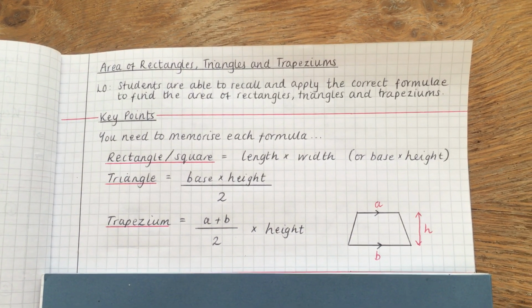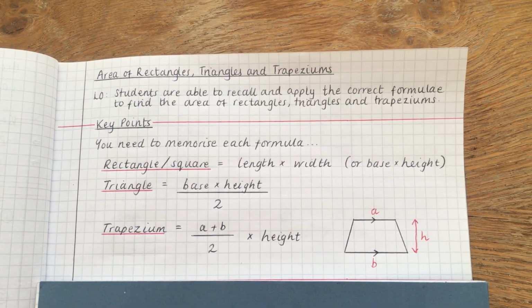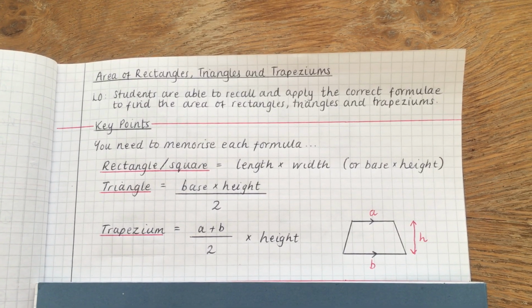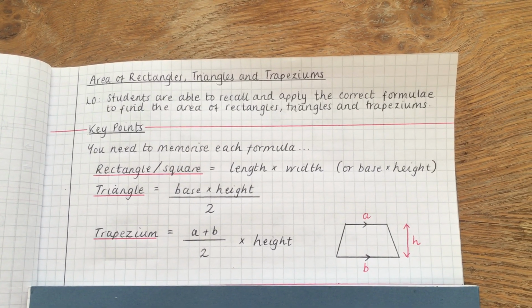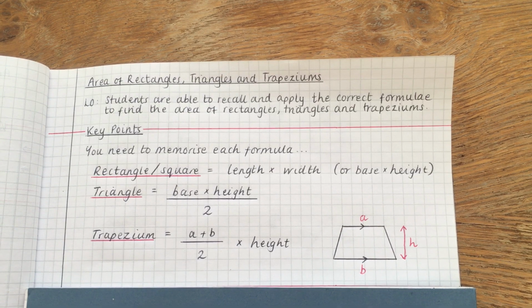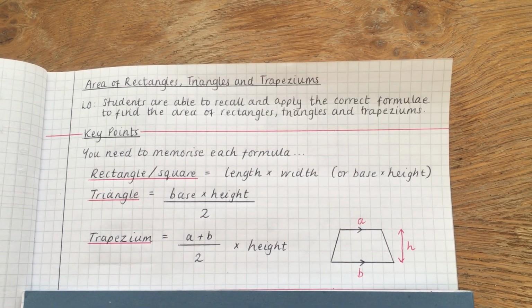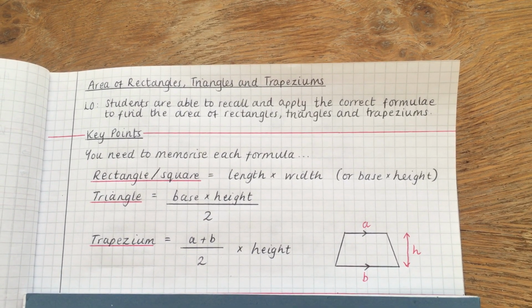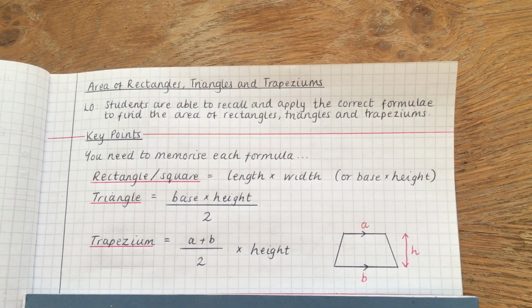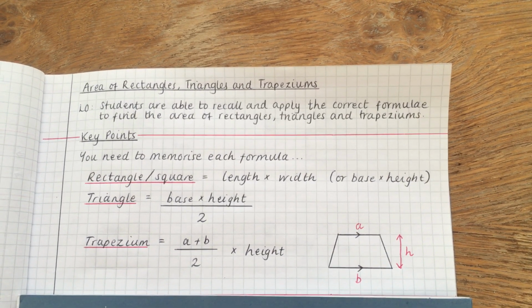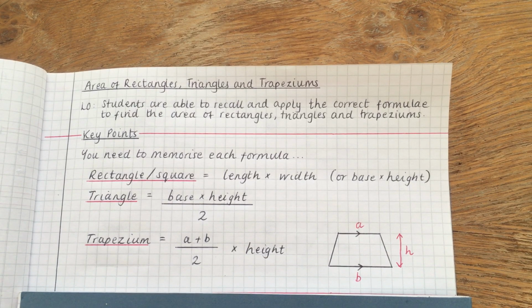Okay, so in this video, we're moving on to how to find the area of rectangles, triangles and trapeziums. But this time, we're not going to be counting squares, we're going to be using formulas, or formulae as a plural. So the key points are that you need to memorise each formula, and it's different dependent on the shape. So you need to write these down and you need to memorise these.